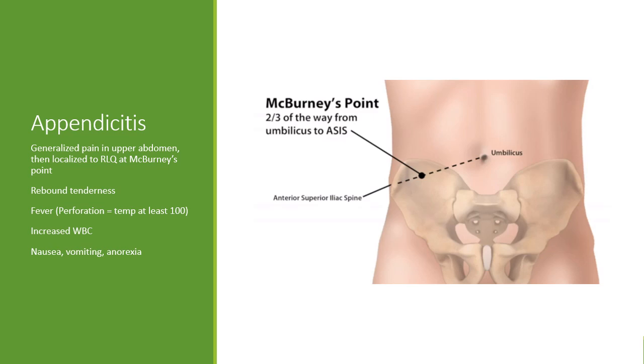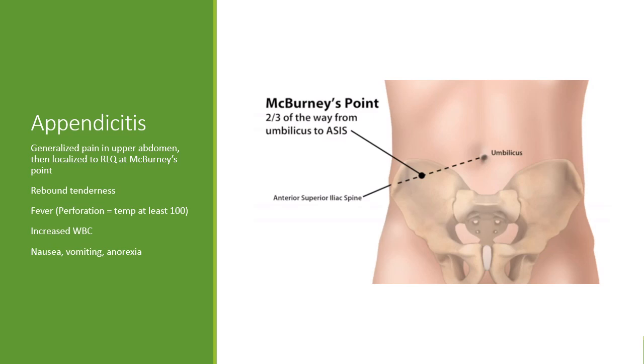So the most common presentation is this kind of peri-umbilical pain that then moves to McBurney's point, which is 2/3 of the way from the umbilicus, so the belly button, to the anterior superior iliac spine. So it's about where you would normally put your stethoscope to listen in the right lower quadrant. Rebound tenderness is the most common.